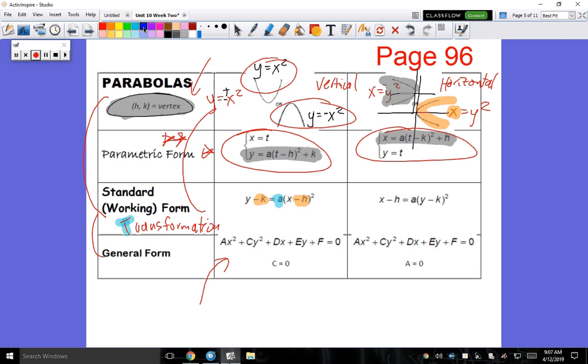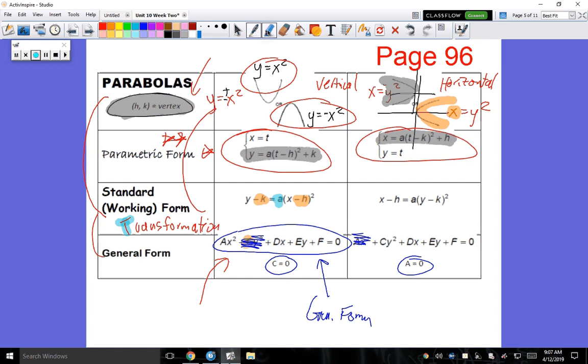And the general form is when you don't have any parentheses and everything is all distributed out. And it's really close to what we did with a circle that was in the general form for a circle. Okay? The only difference here is C is equal to 0. So that's saying if C is equal to 0, then it's saying 0 times y squared, it won't have a y squared value to it. Okay? And if A is equal to 0, 0 times x squared, it will not have an x squared value to it.